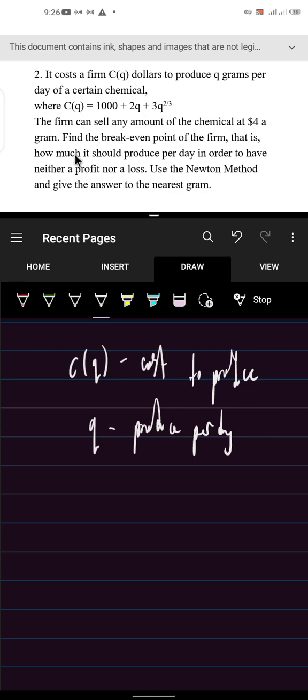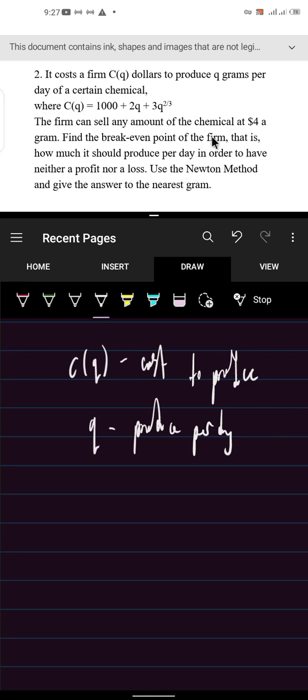All right, so now if the firm can sell any amount of the chemicals at $4 a gram, meaning that if they sell this chemical at $4 a gram, they are covering the costs of making the chemical, find the break-even point. The break-even point is where they are neither making a profit nor a loss.